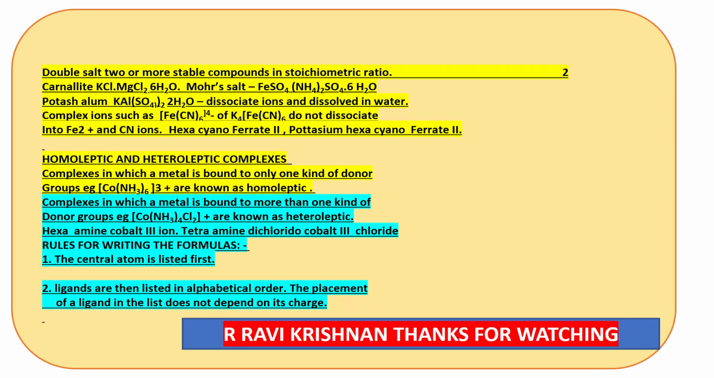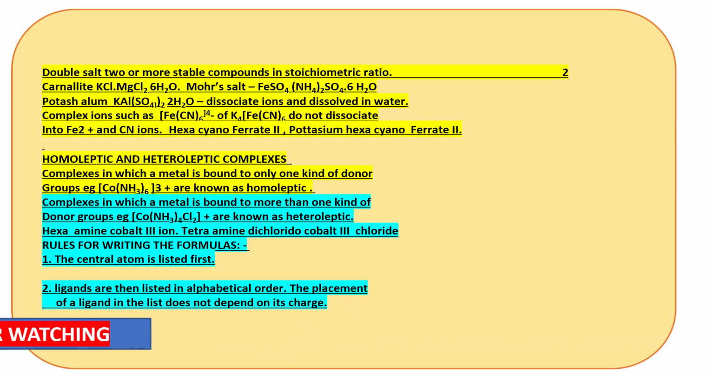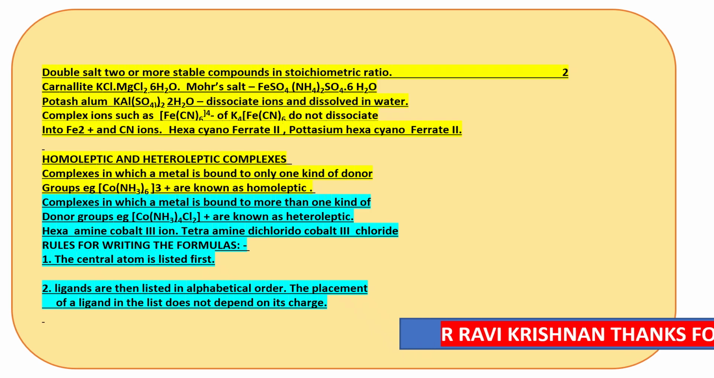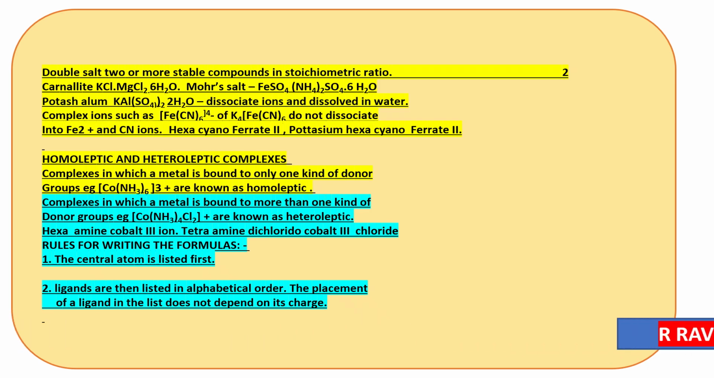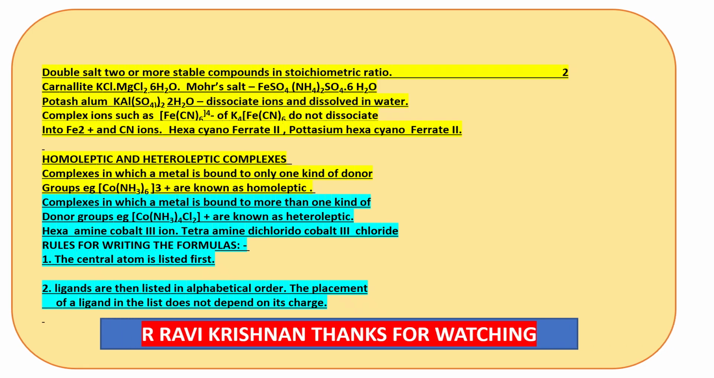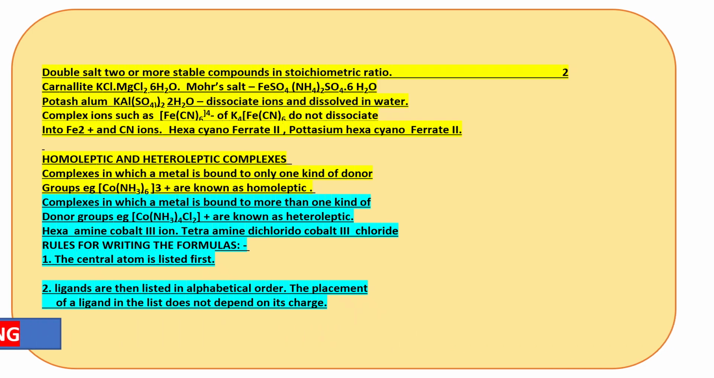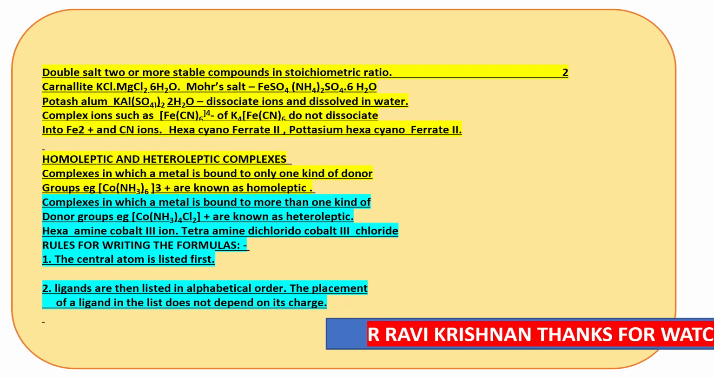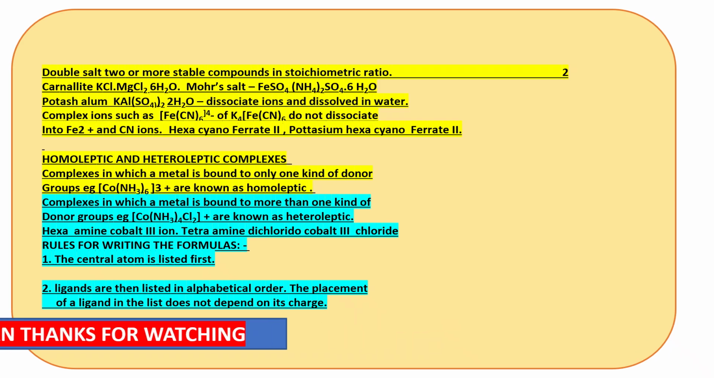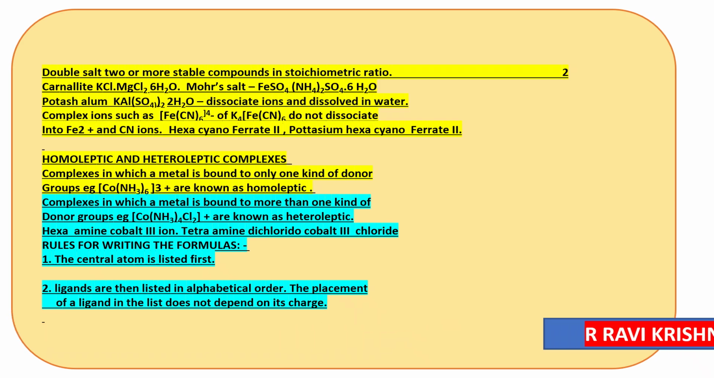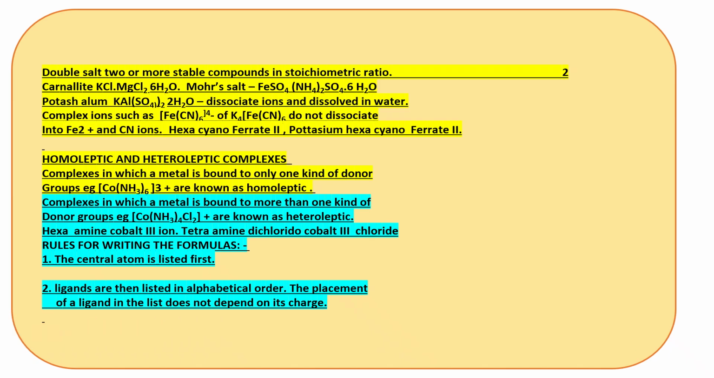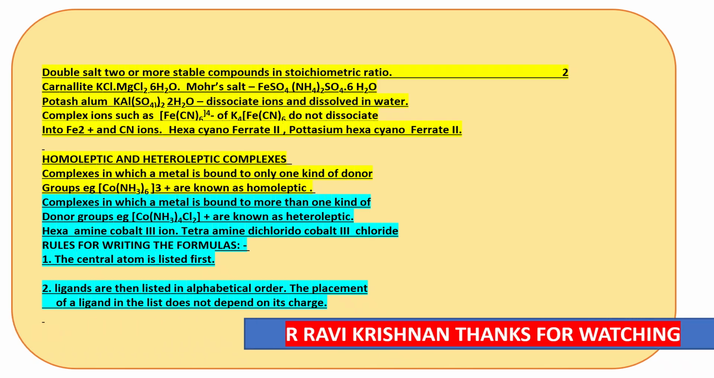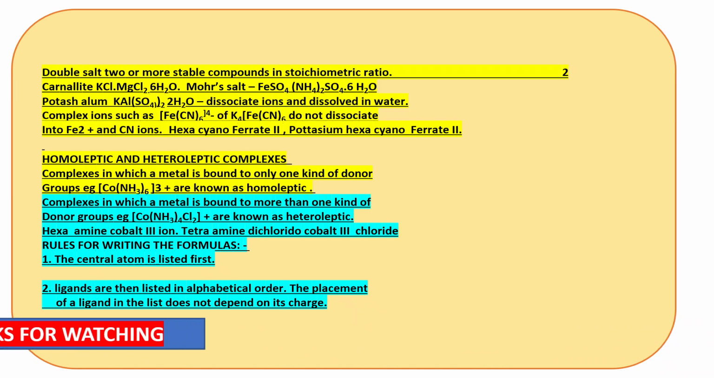Homoleptic and heteroleptic complexes. Complexes in which a metal is bound to only one kind of donor group, for example hexaamminecobalt(III), are known as homoleptic. Complexes in which a metal is bound to more than one kind of donor group, for example tetraamminedichlorocobalt(III), are known as heteroleptic. Hexaamminecobalt(III) ion, tetraamminedichloridocobalt(III) chloride.